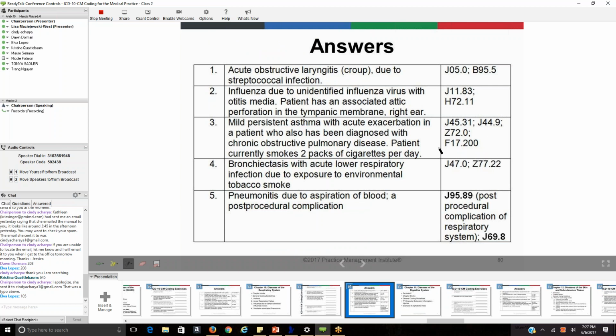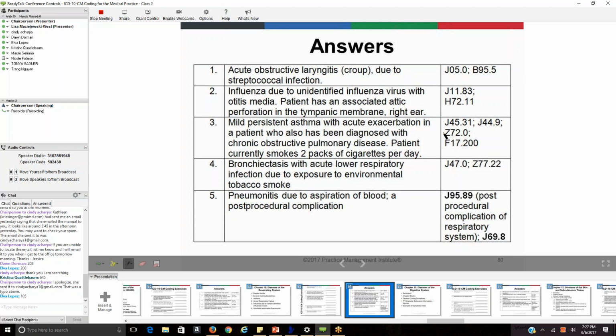F17.200. Now they assigned the Z72.0 first, and that is okay. These two codes can actually be coded interchangeably. Personally, I like to code my history codes, my Z codes, at the end, but this is okay as well. I mean, your claim would not be denied for that.